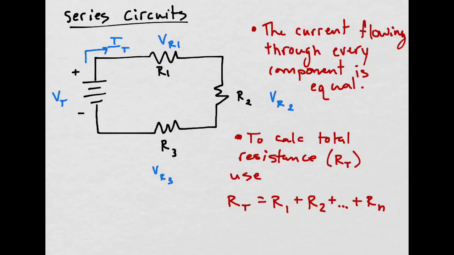The last thing is when you're calculating the voltage, it's the same way. For series circuits, you just add up all the individual voltages, and that will give you the total voltage. So there you go. That's how to calculate the total voltage. For circuits that are in parallel, it's a little bit different. They have different rules.